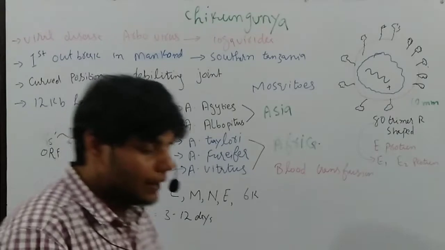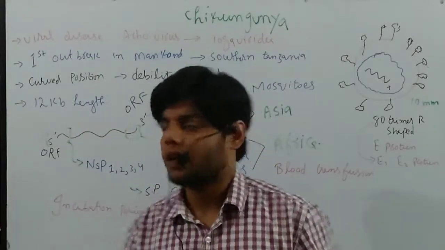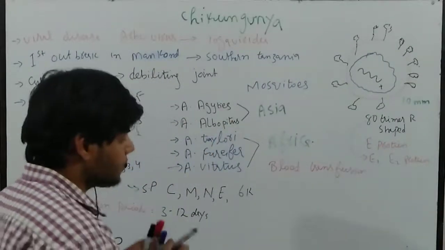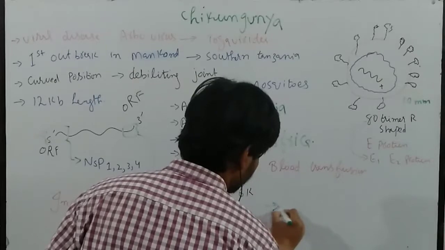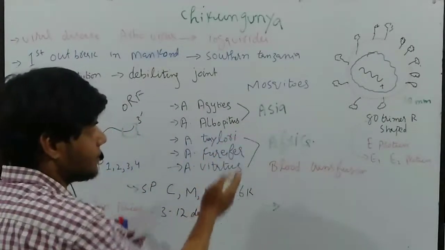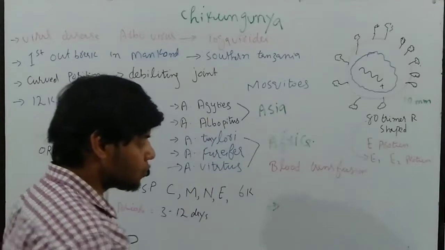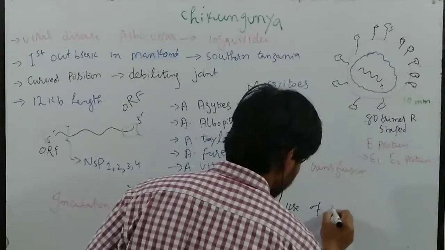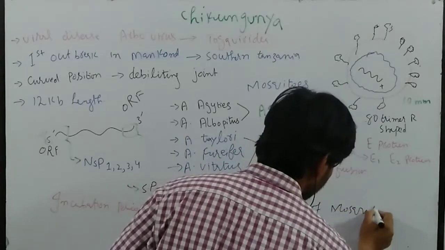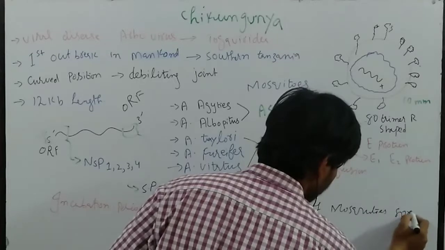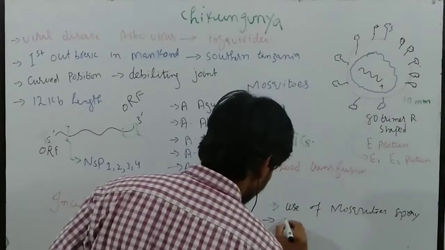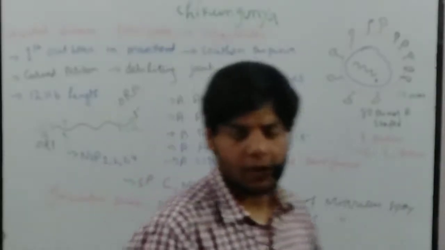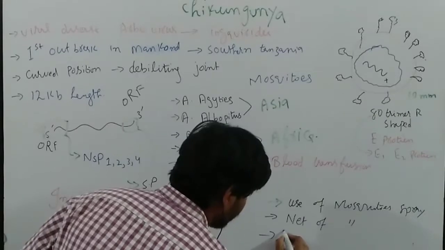Then, how will we prevent ourselves from the Chikungunya virus? As we know that it is caused by mosquitoes, we usually use mosquito spray. We can also use a mosquito net. There is no vaccine available for this, and we should take care of cleanliness.